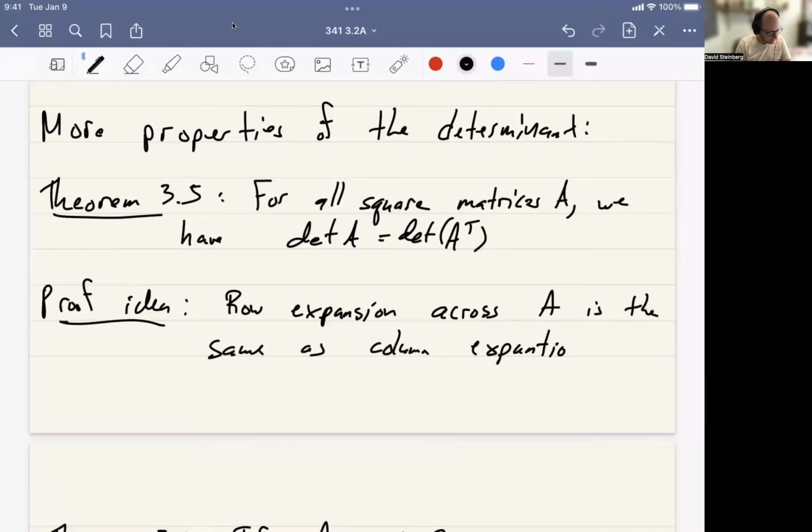With an S or with a T? Expansion has to be with an S. No, I'm not sure.